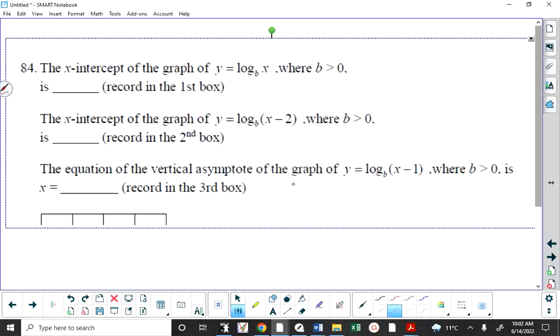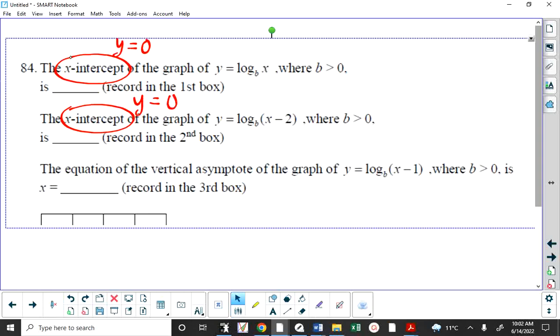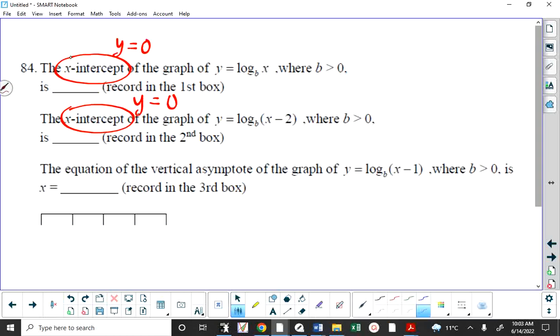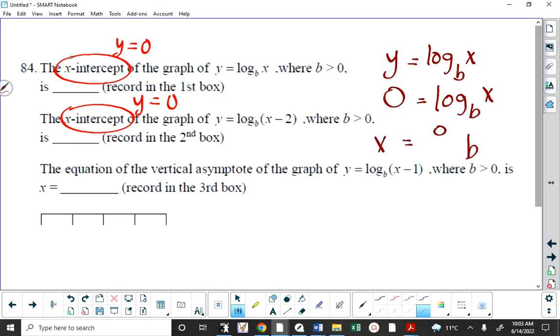So remember, everybody, that x-intercepts are where y is equal to 0. So for the first layer of this question, number 84, if we have y equals log base b of x, and we put 0 in for y, and we rearrange that, we get b to the 0 is equal to x, and b to the 0 is 1. Okay, so the x-intercept of this graph is 1.